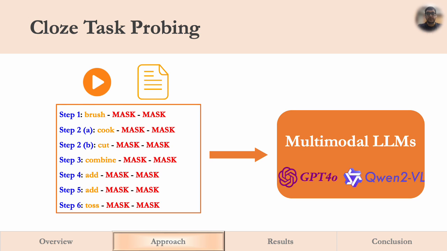We use the proposed dataset to test the ability of current models to infer implicit information and track entities from multimodal context. Specifically, we utilize closed task probing, that is, we mask the entities for semantic arguments and pass it to the model for prediction. We tested the task in multimodal and single modality scenarios.